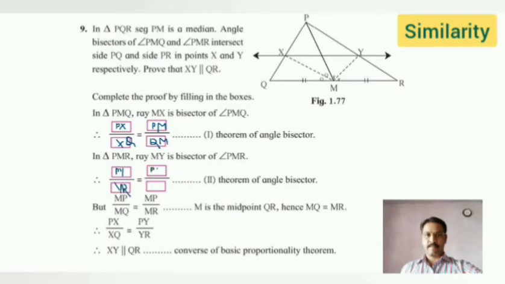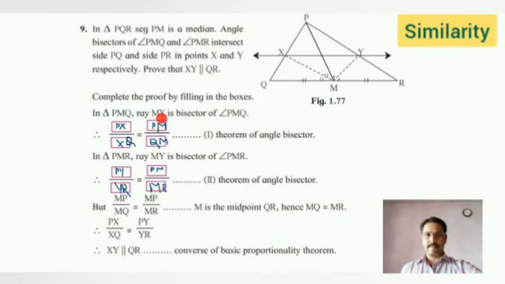PM upon MR. Now just look here, this is very important. M is the midpoint of QR. Hence MQ is equal to MR.